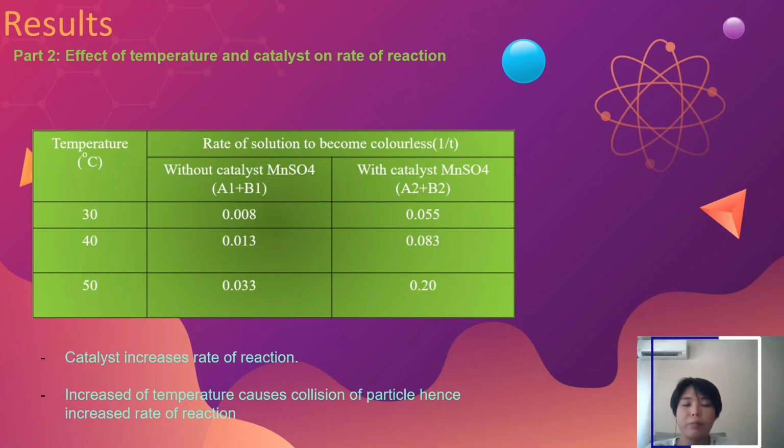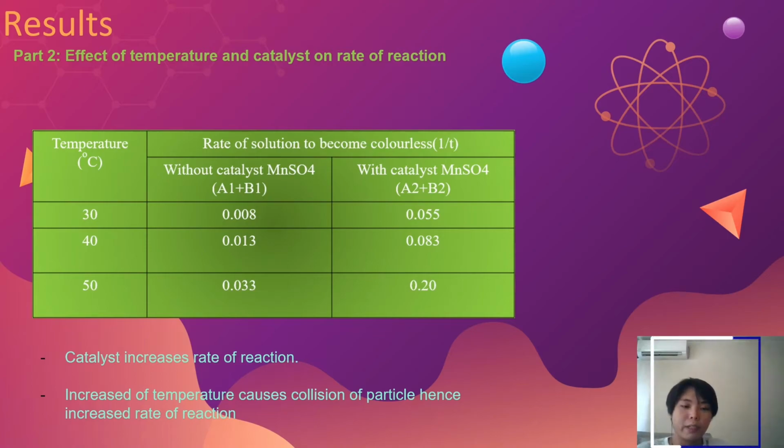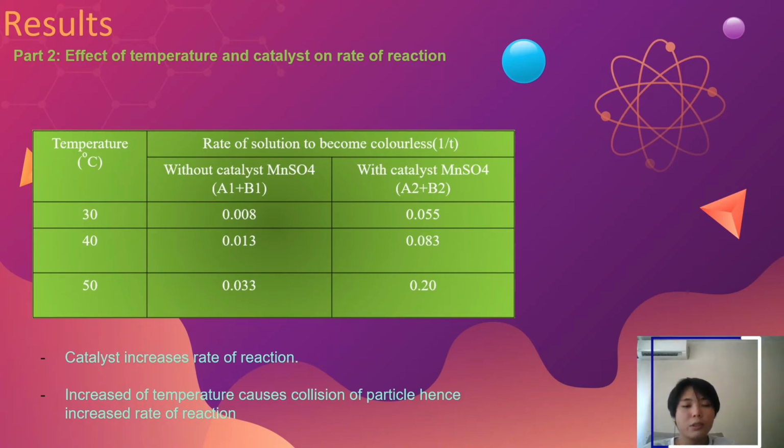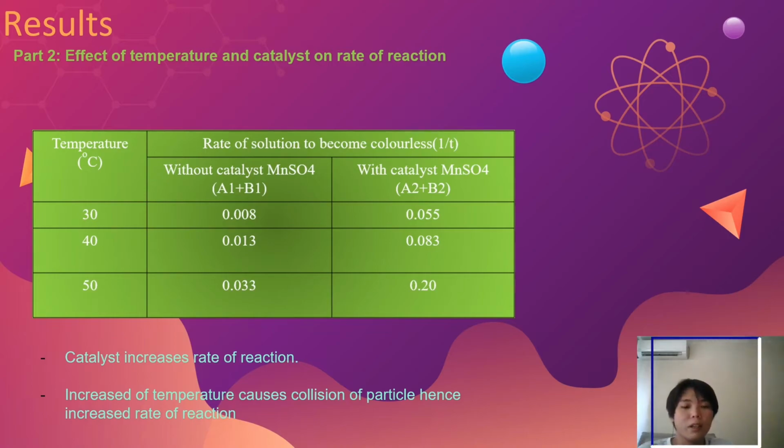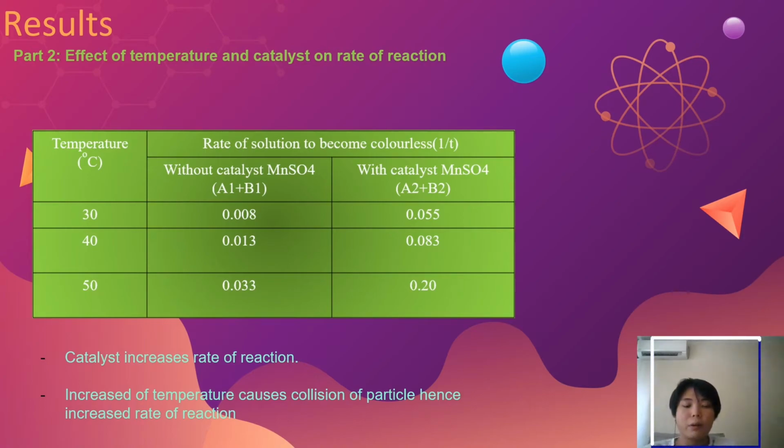And the second one will be the temperature. So with or without catalyst, the rate of reaction has also been shown to increase. For the solution without catalyst, at 30 degrees C, it will take around 0.08 seconds squared to become colorless. However, if the temperature is increased to 50 degrees Celsius, it will take 0.033, which is a shorter time to become colorless. The second will be with catalyst.